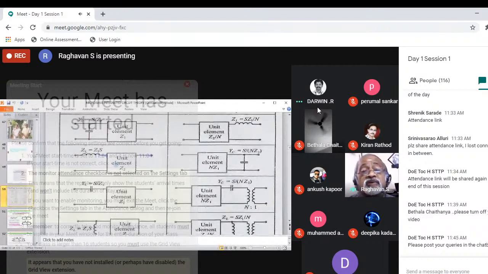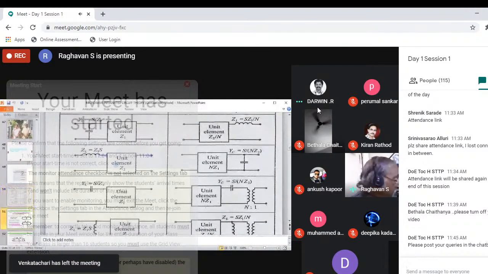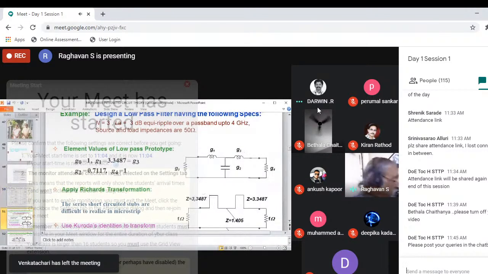So this Kuroda transformation will be very useful, as you can see, in the application of the filter: how series will become shunt and shunt will become series, just like tables. You can take them down and make use of them to get the values in impedance form. And this is a small example of using the Kuroda transformation.